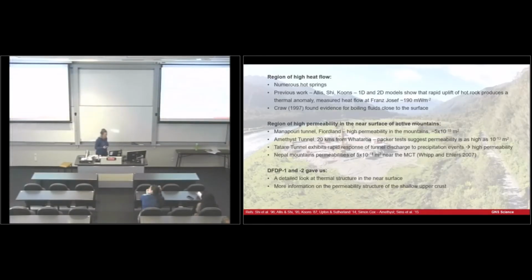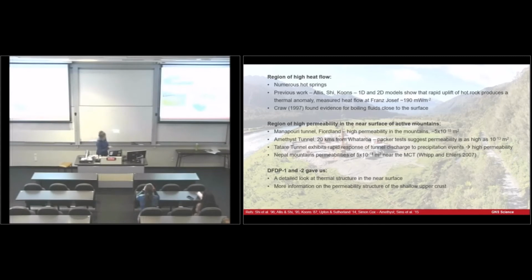So we knew it was a region of high heat flow. There's lots of hot springs, lots of previous work that had been done modelling to show that we have these high uplift rates, we're bringing up hot rock, and it produces this thermal anomaly. So we're bringing hot rock up from 25 kilometres at depth along the Alpine Fault, and it's being brought up more rapidly than it can cool, so that means we have this high heat flow. And previously had been measured at Franz Josef as well in another borehole. And also, like Dave's found evidence for boiling fluids which are quite close to the surface.